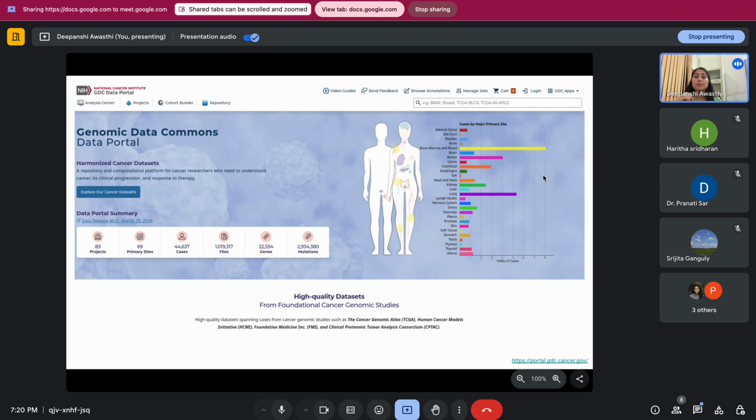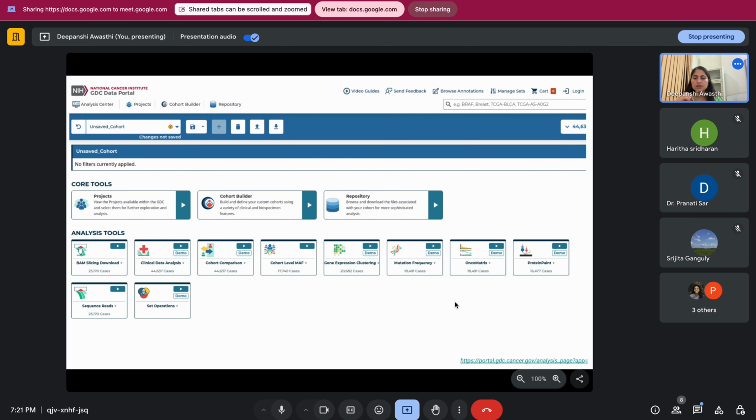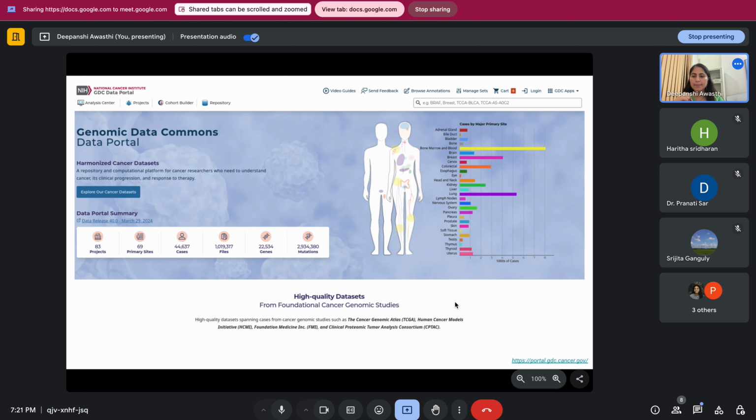So for that they have many cases, which means that blood cancer is most prominently observed as compared to other cancers, such as bile duct cancer, where very few cases are observed. Okay, so now I will tell you what you can do.